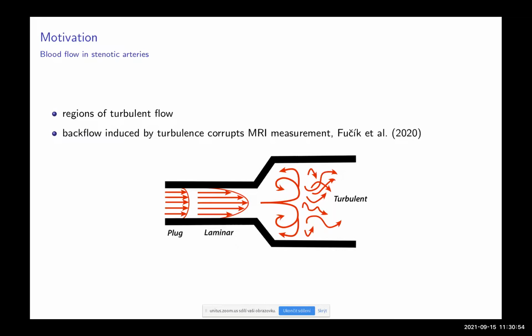Apart from these more medical reasons why we should be interested in blood flow in such a region, there is also a topic my colleagues have studied and published last year, and that is that the turbulence that occurs in such a region may corrupt the measurement of blood flow in magnetic resonance. This means that if you want to measure the blood flow to see how severe the stenosis is, we actually don't get as accurate results as we would like. So these are all motivations why we are interested in modeling blood flow in stenotic arteries.